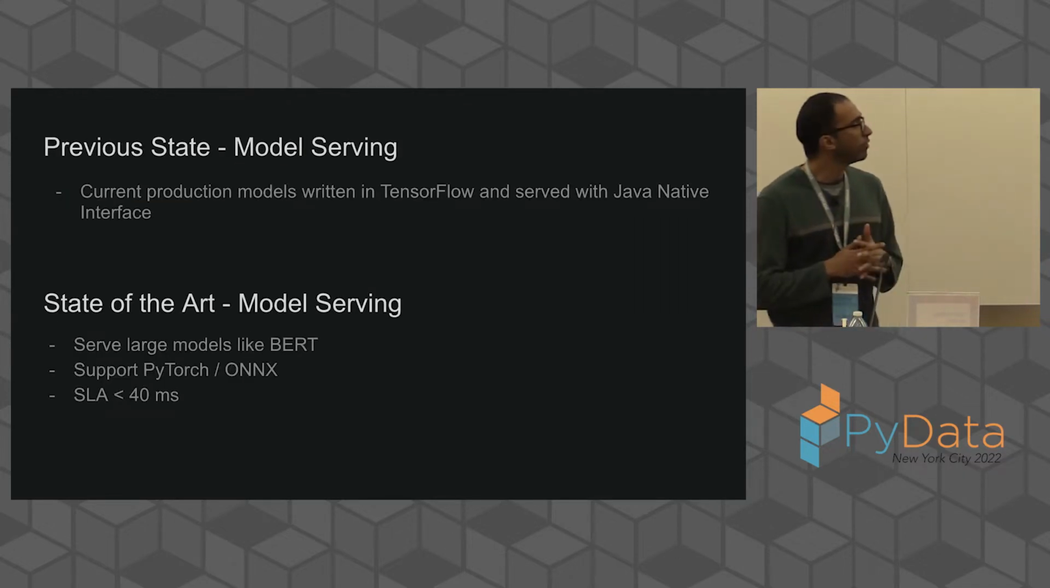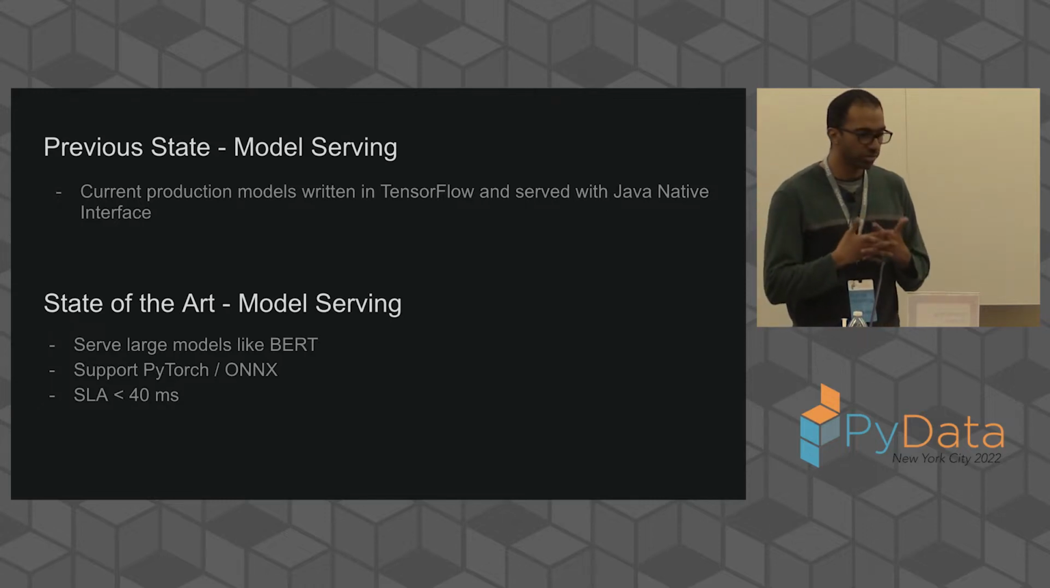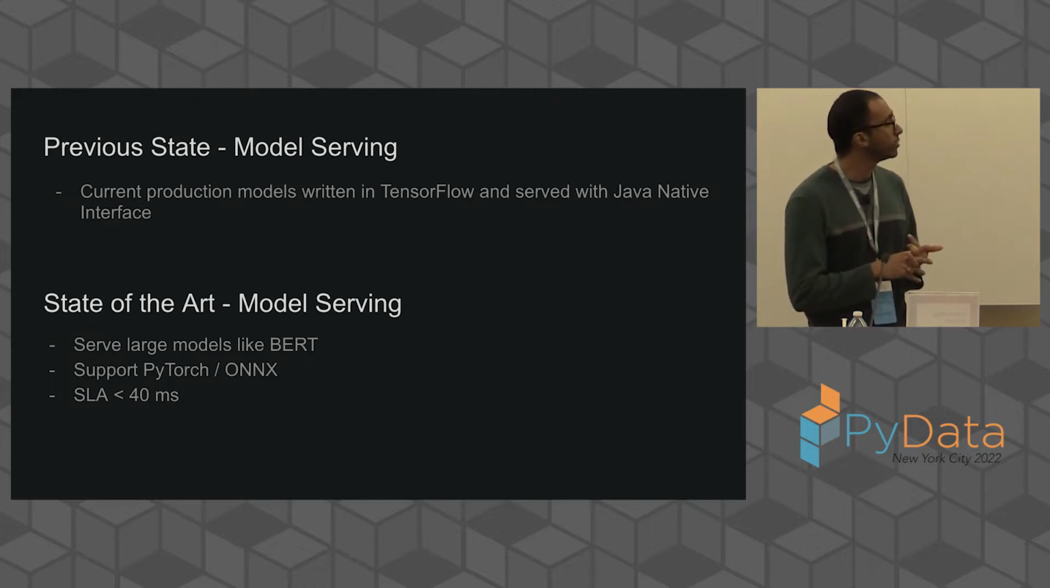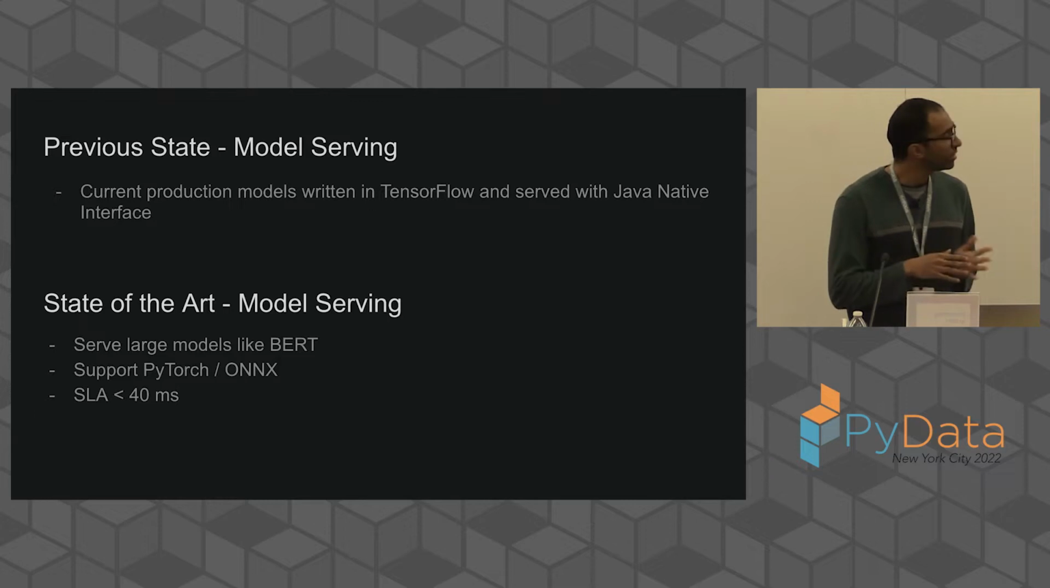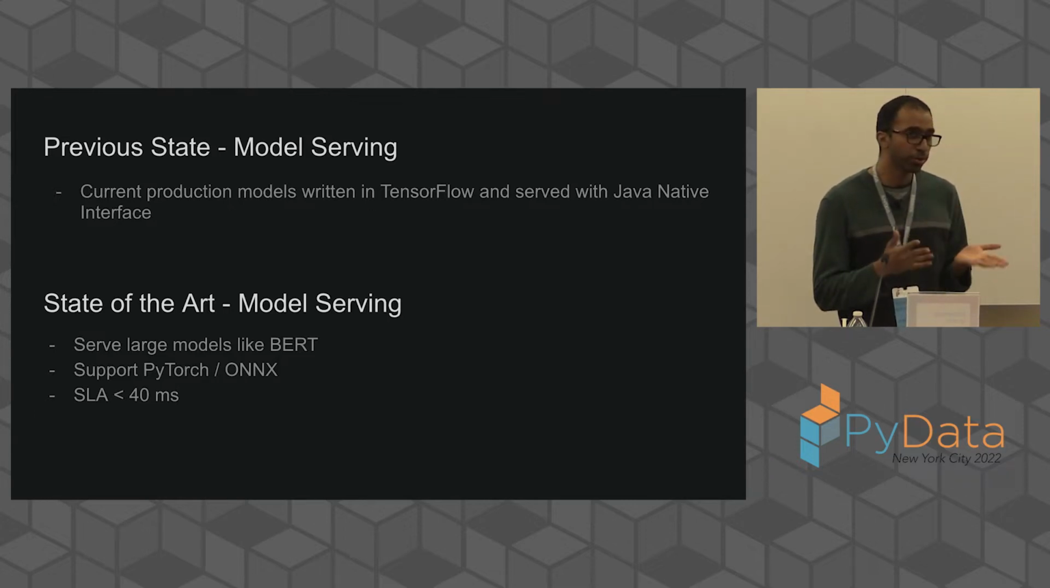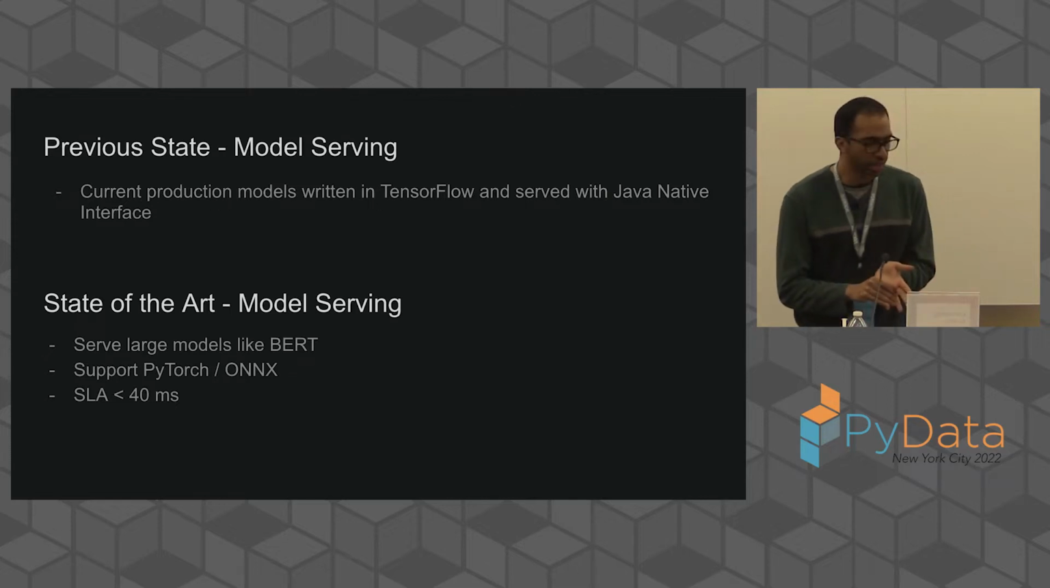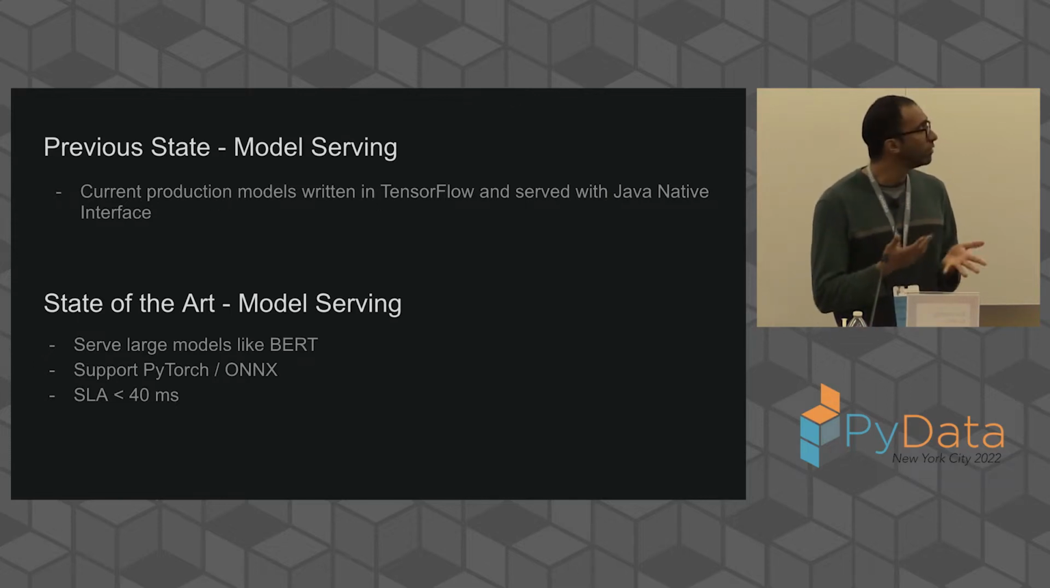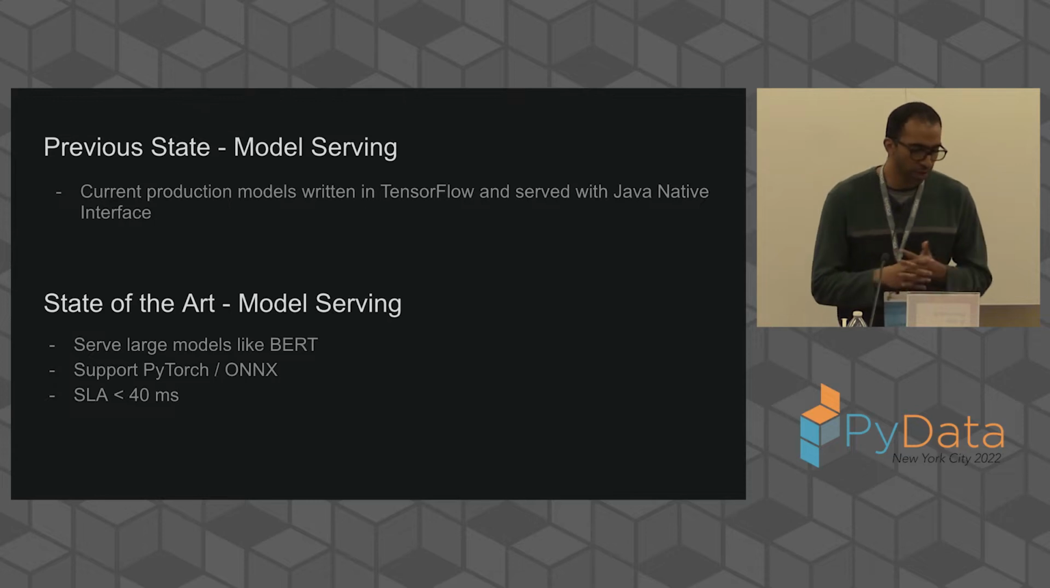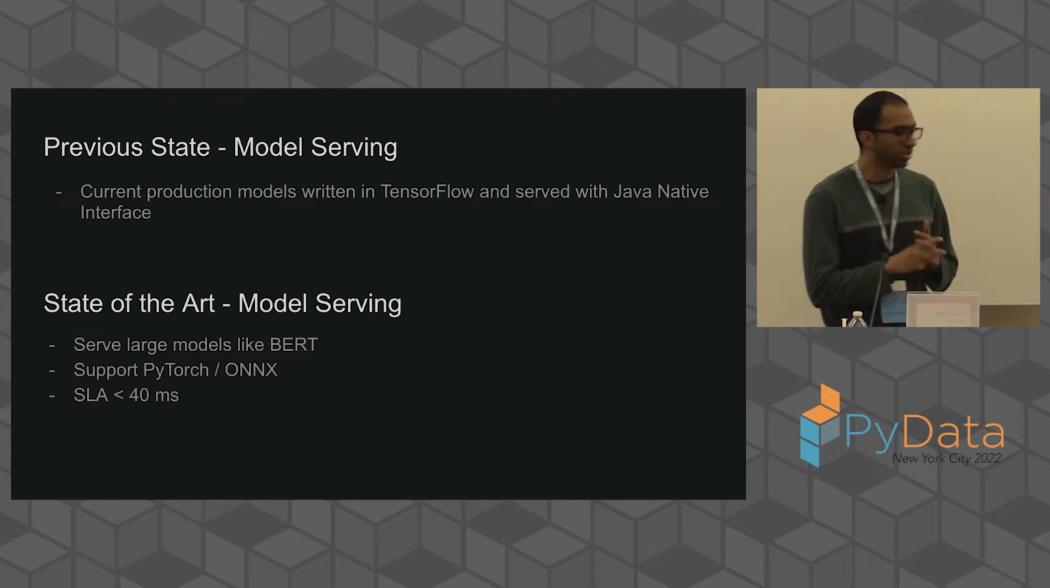So briefly, what was the production infrastructure at Walmart? Last year we had several production models written in TensorFlow, and since we were a Java shop, we were serving these models as services using the Java Native Interface.